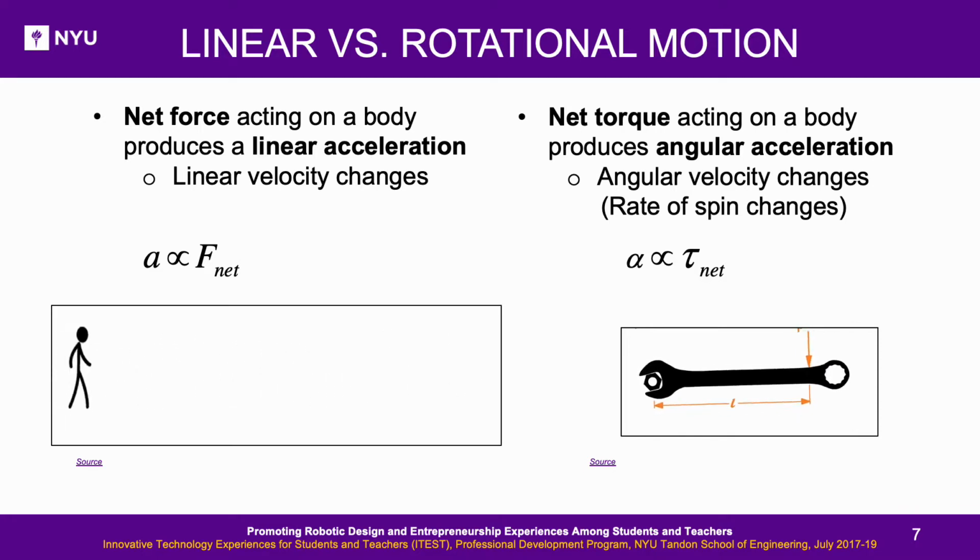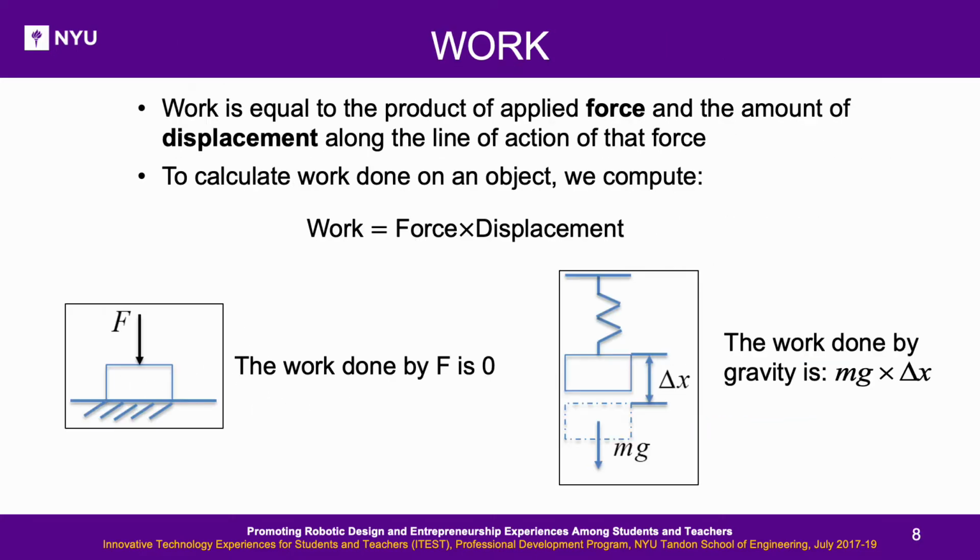Torque tends to produce rotation motion. Torque is analogous to force in rotation motion, which causes a change in angular acceleration, and similarly, inertia is analogous to the mass in linear acceleration terms. Work. Work is equal to the product of applied force and the amount of displacement along the line of action of that force. If the net force is perpendicular to the motion, then no work is done.